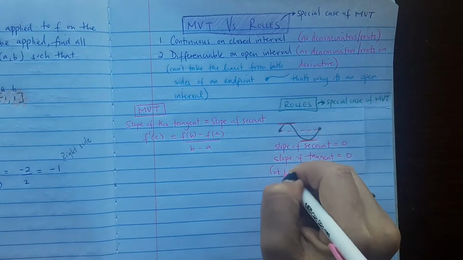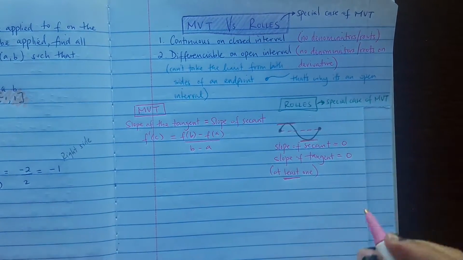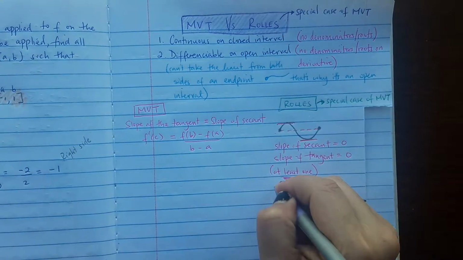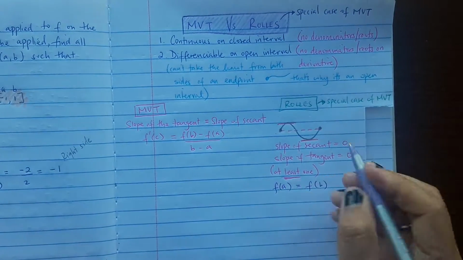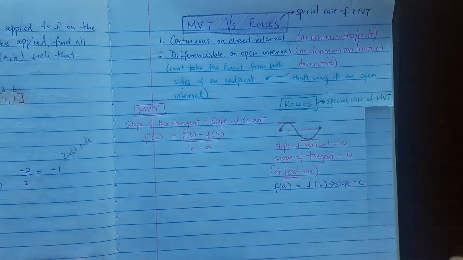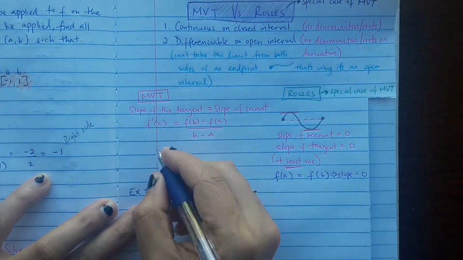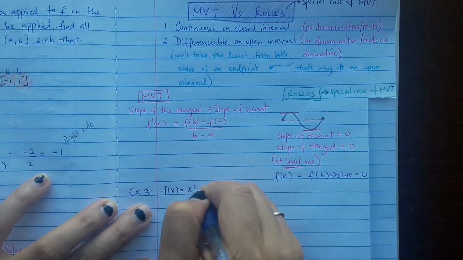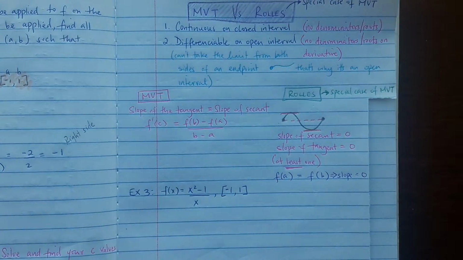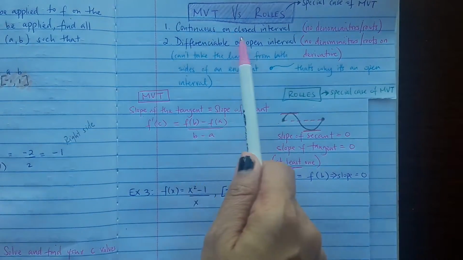At least one. In this example that I have drawn, there are 2 of them, but there has to be at least one. So what that means is in order for this to happen, f of a must be equal to f of b, because that's the only way that the slope is going to be equal to 0. Therefore the derivative, the slope of the tangent, is also equal to 0. So remember, Rolle's is a special case of the mean value theorem. So let's take a look at an example. We're going to do both of them.